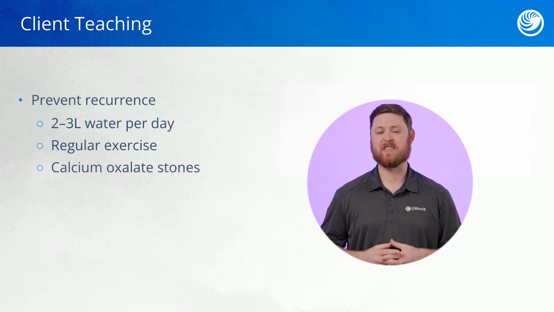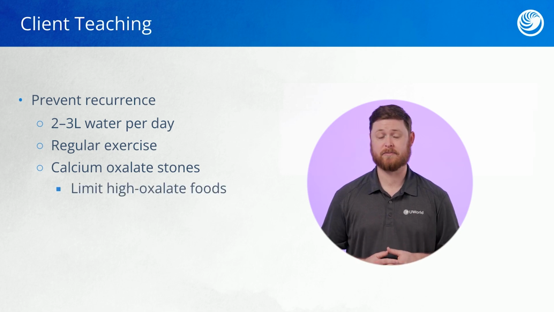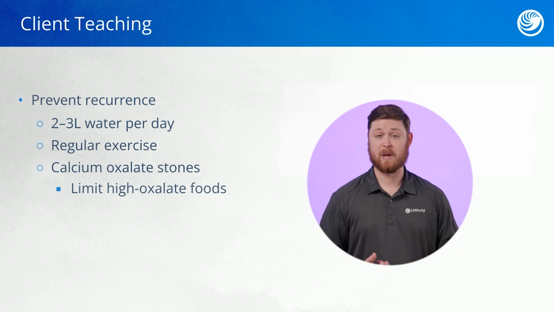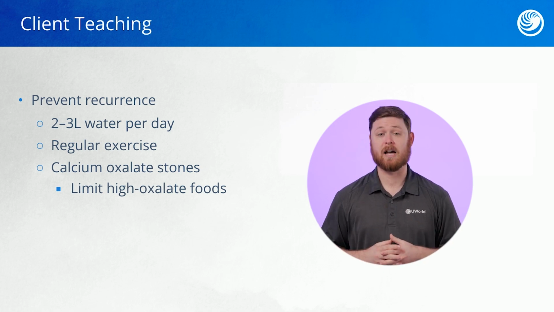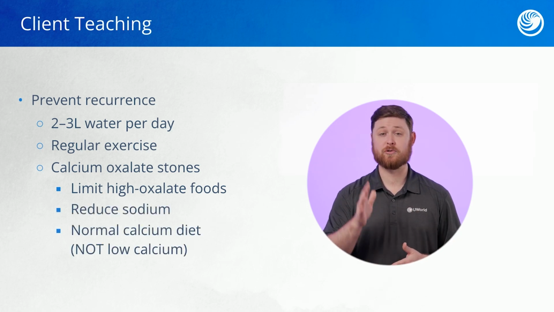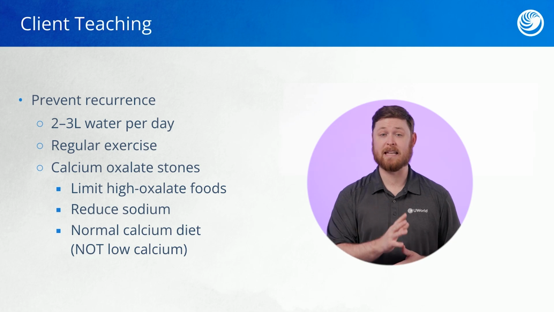We want to prevent the formation of calcium stones. So one way to prevent the development of these stones is to limit high oxalate foods, which include foods like spinach, tofu, and potatoes. We also want to encourage the client to reduce their sodium intake. This will lead to reduced excretion of calcium by the kidneys.